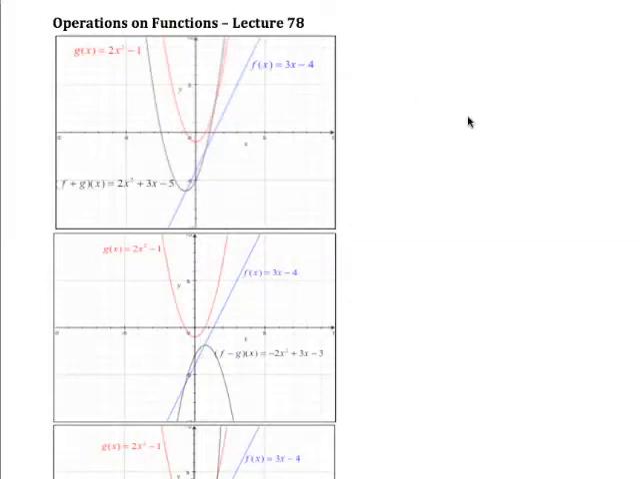Okay, in this lecture we're going to talk about functions again. In this case we're going to talk about operations on functions, operations such as addition, subtraction, multiplication and division. Just like we do with real numbers, but we're now dealing with functions. What does it really mean to add two functions? Now remember our functional notation here.